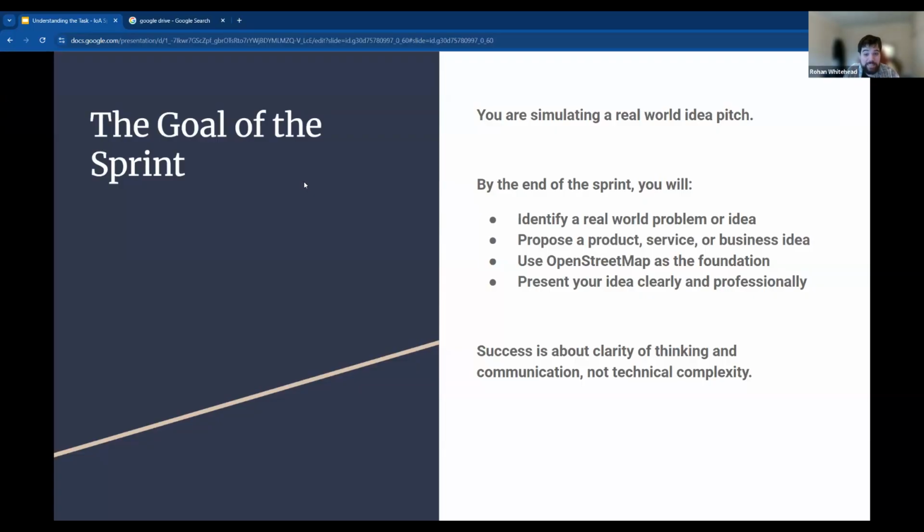By the end of this sprint, we will want you to have identified a real-world problem or idea, and then propose a product, service, or business idea using the data from OpenStreetMaps as the foundation of the products. You'll be judged on how you present your idea clearly and communicate the strengths and weaknesses and trade-offs of your business idea. This is going to be all about business thinking, innovation, and using open data to your advantage.